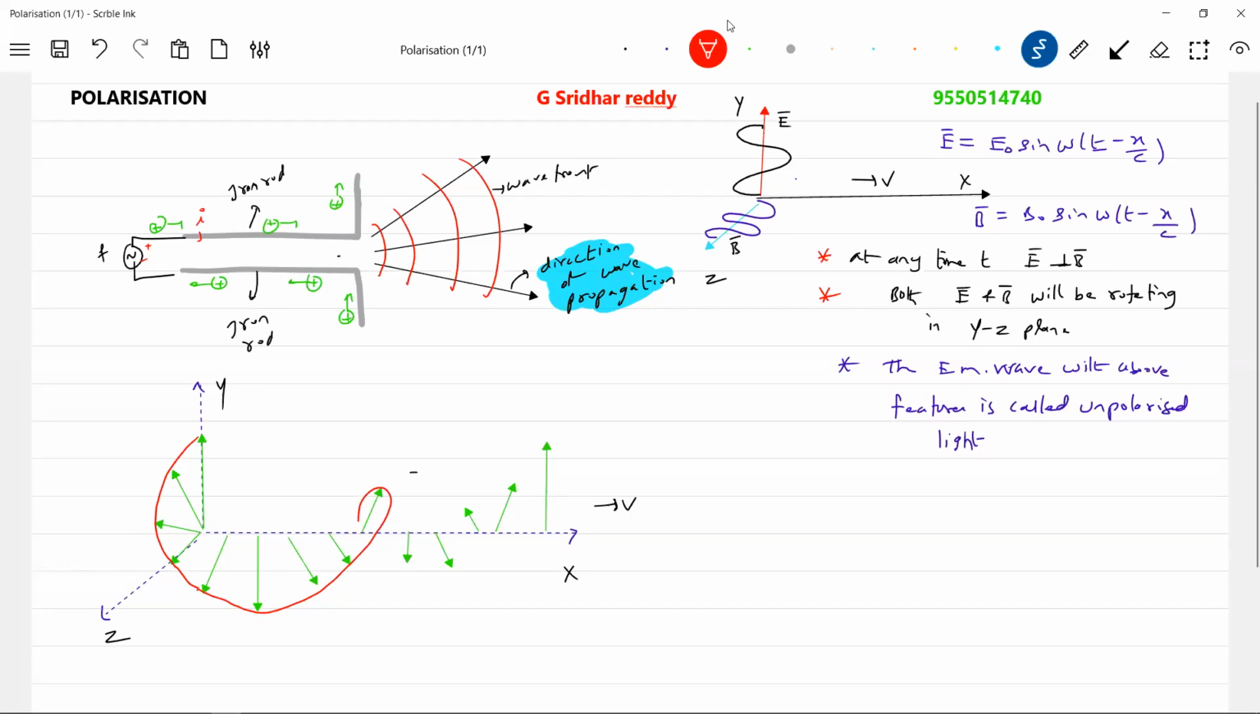You see this? Somewhere here it should be. You just type in Google something like propagation of EM wave, rotation of E bar vector in unpolarized light. They will show that particular video.